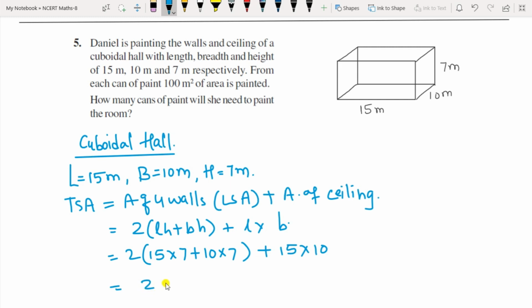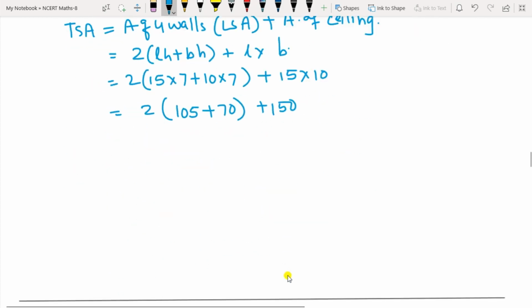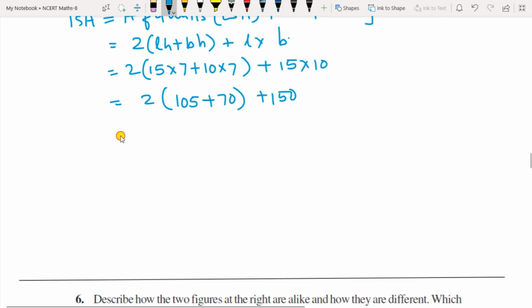So this will be equal to 105 plus 70 plus 150. So this will be equal to 350 plus 150. If you add this and multiply by 2, 175 multiplied by 2 is 350, plus 150, and that will give you 500 meters square. So 500 meters square is the total surface area to be painted.